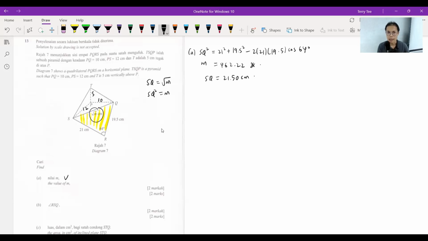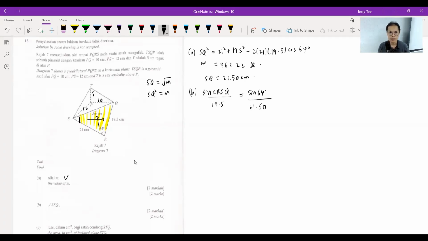But I need this information later on, because in the second part I'm finding angle RSQ. Angle RSQ will be this angle here. We can use sine rule. We use sine rule when you know an angle, its opposite side, and one missing piece of information. Your missing information is angle RSQ. We write sine angle RSQ divided by the opposite length 19.5 equals sine 64 divided by the opposite side. The opposite side is SQ, which we know is 21.50.